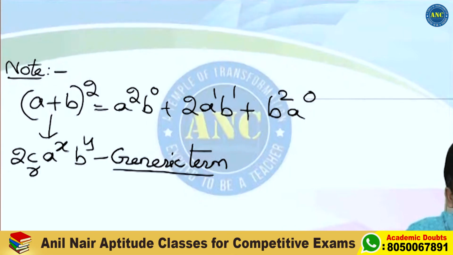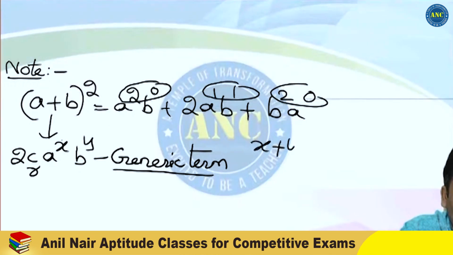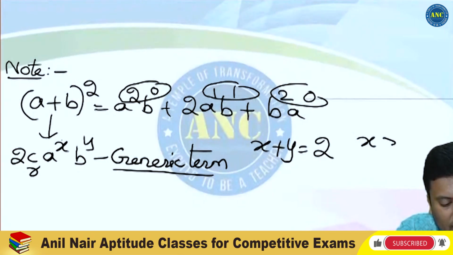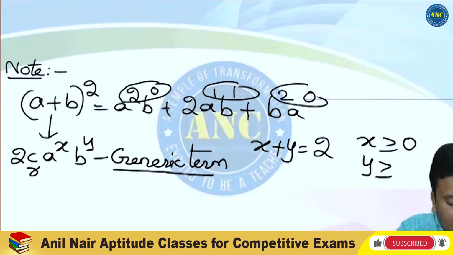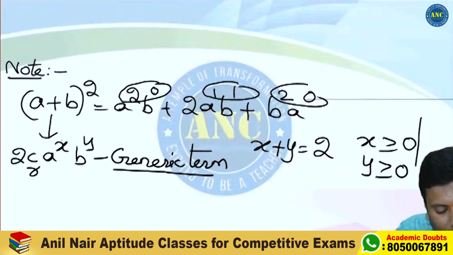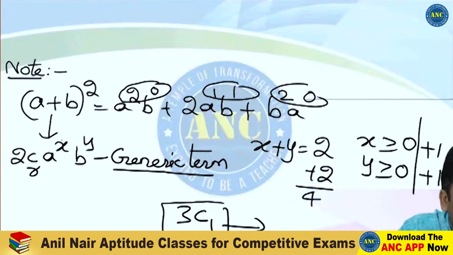Now, listen carefully. Are the powers taking 0? Yes. What is the sum of the powers? It is nothing but 2. So, X plus Y should be nothing but 2. It can take 0. I hope it is clear. X is greater than or equivalent to 0. Y is greater than or equivalent to 0. 0 means add 1, add 1. 2 plus 2, 4. 4 is nothing but 3C1, it is 3.